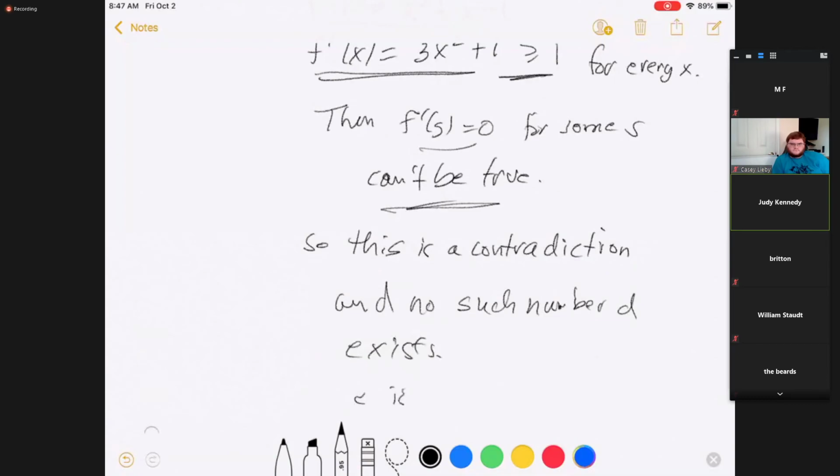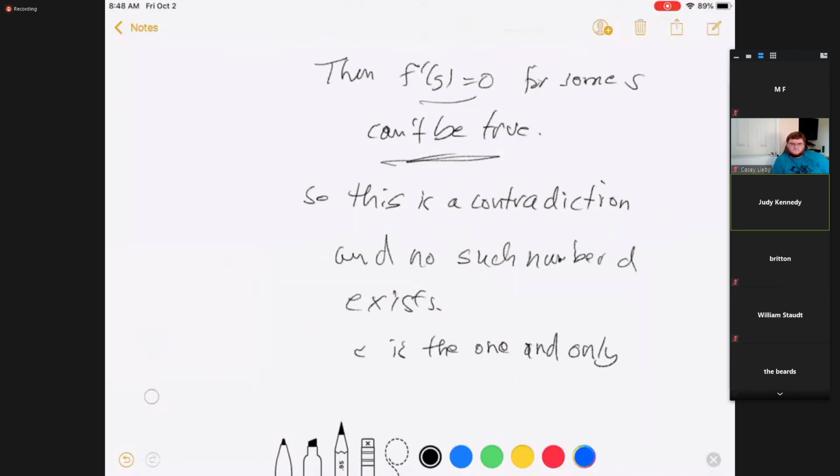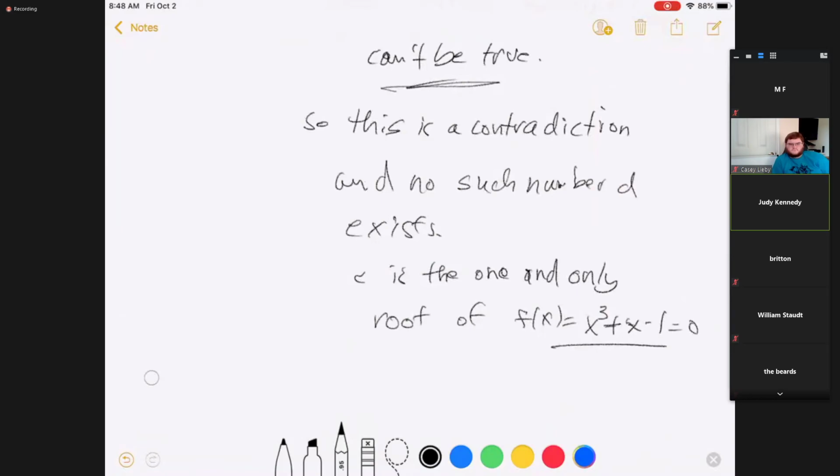C is the one and only root of that function, which was, no, that's the derivative. Okay, x cubed plus x minus 1.